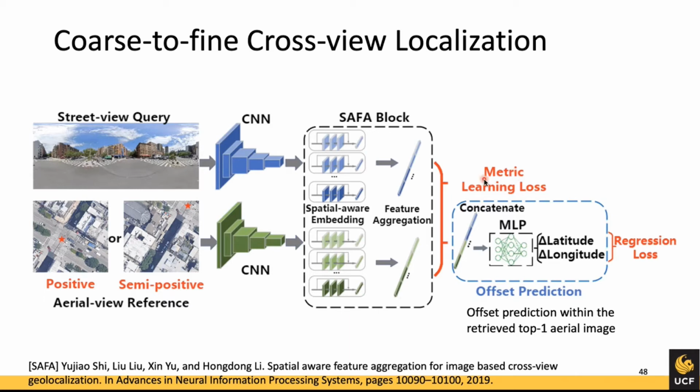But at the same time, we add a side branch to do offset prediction. Once you have the retrieved top-one image, we want to refine the prediction, because now the GPS coordinate of the query location is not at the center of the reference. It has some offset, so we want to predict that offset. That's why we add another branch, which uses just a couple of MLP layers.